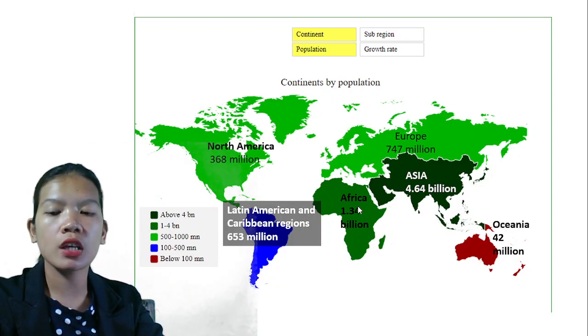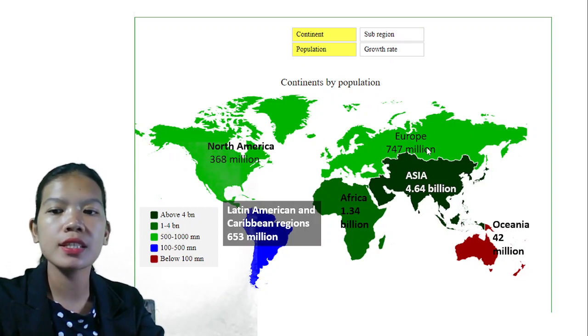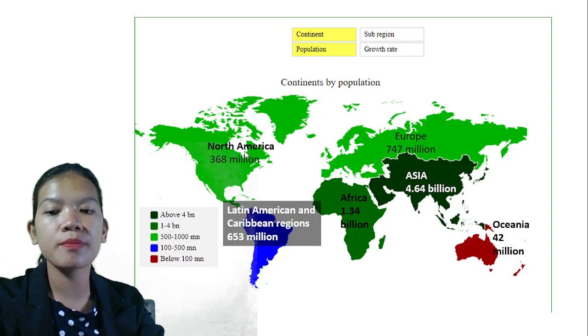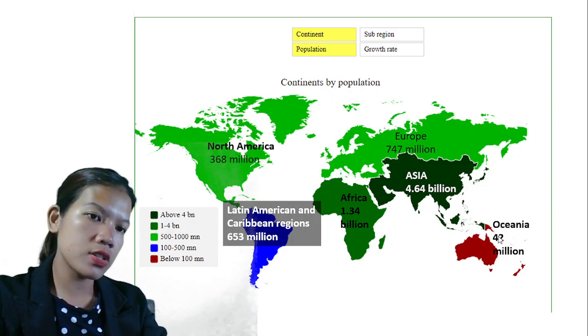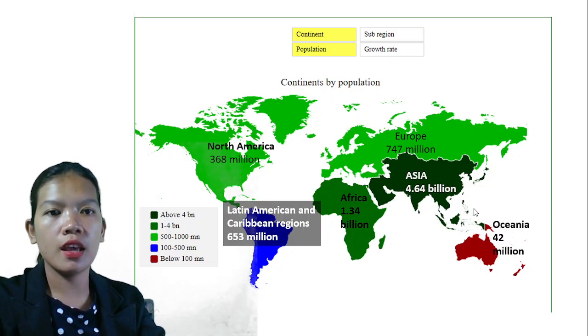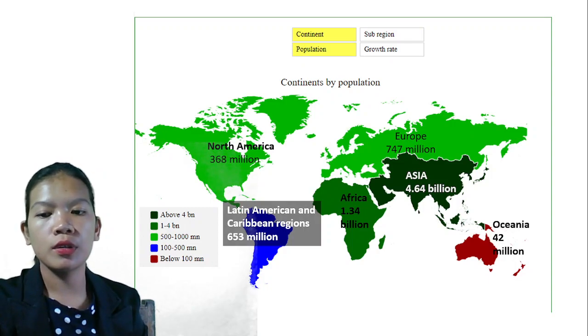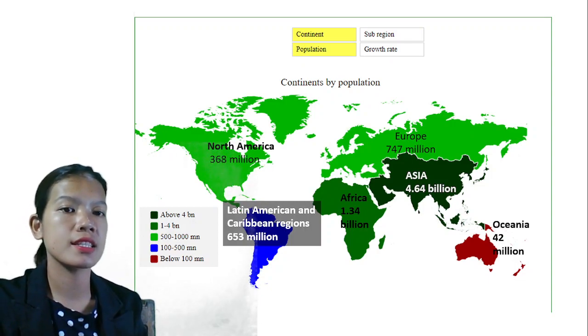Next, the second most populous continent is Africa, which has about 1.34 billion inhabitants, followed by Europe with 747 million inhabitants. The Latin American and Caribbean region has 653 million, and North America, consisting of Canada and the United States, has a population of 368 million, which is 5% of the total population of the world. Oceania, the least populated region, has 42 million. And the seventh continent, Antarctica, has a very small population of 1,200 people, based mainly in polar science stations.